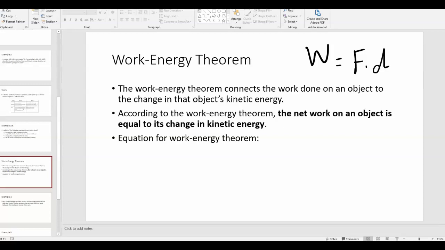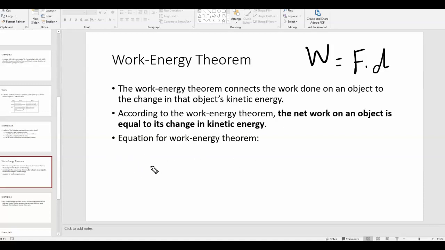Okay, and so I put the work-energy theorem here in bold, but I'm going to write it as an equation here in just a second. So here's what the work-energy theorem says. The work-energy theorem says that the net work on an object is equal to its change in kinetic energy. Okay, the net work on an object is equal to its change in kinetic energy. Okay, so let's take a look at what that would look like as an equation.